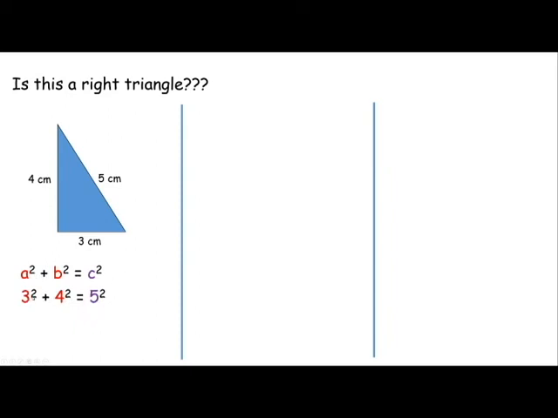3 squared, of course, equals 9, 4 squared equals 16, and 5 squared equals 25. And then 9 plus 16 is 25. We can prove using this Pythagorean theorem that this is in fact a right triangle. And since we know 5 is the longest side, we also can prove, or have proven, that the right angle is this one right here between the 3 and the 4.